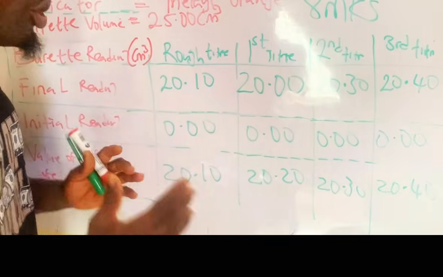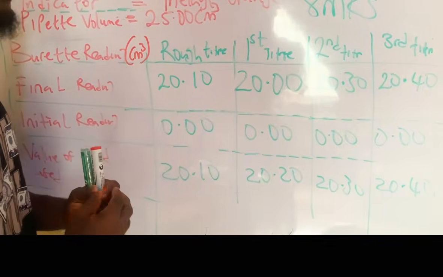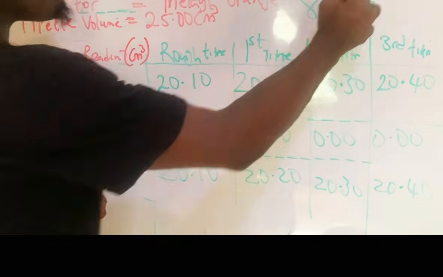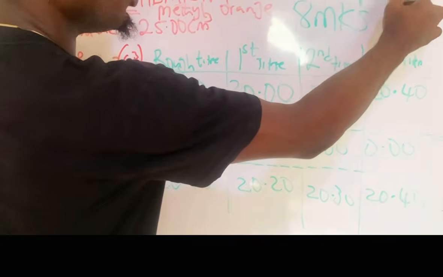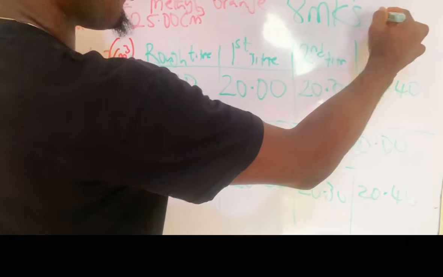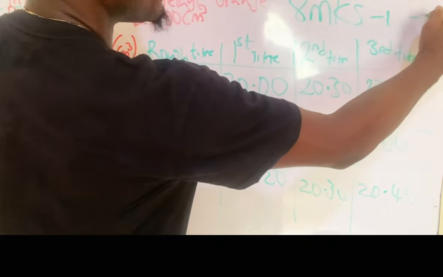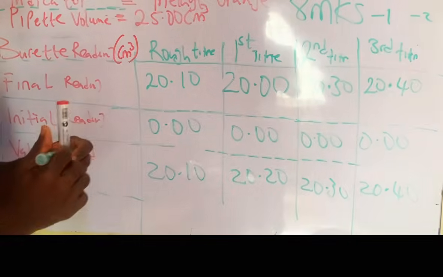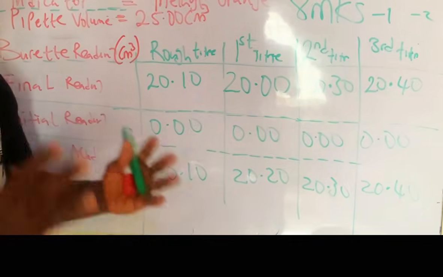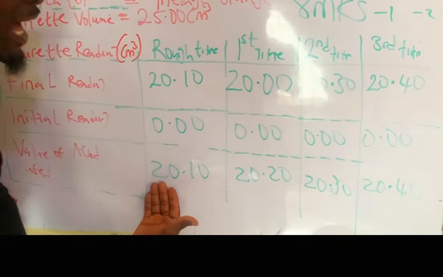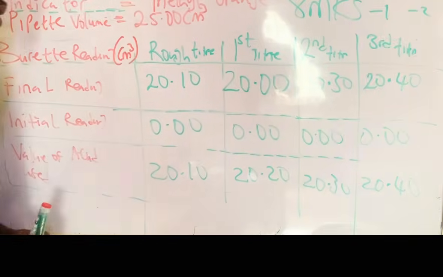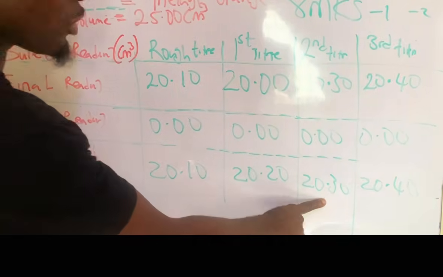Number two, you must make sure that your values range within plus 2, plus 1, minus 1, or minus 2. It must be within that range. What do I mean by that? We are dealing with a concordance value now. Here are the values that we got from our titration. The first, the second, and the third.